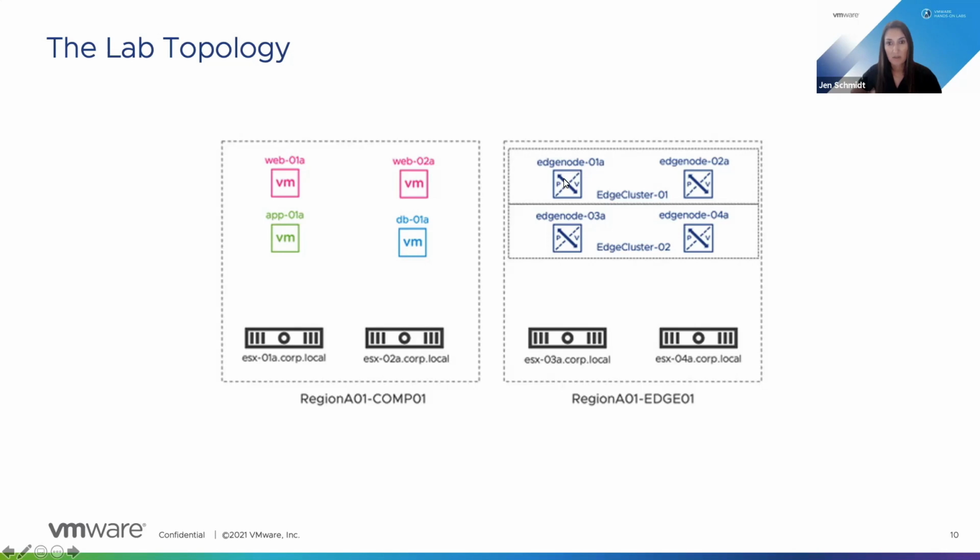These edge node VMs have already been deployed for you, so we have 4 of them in there. This lab that we're going to walk through will focus on edge cluster 01, which has edge node 01A and 02A composed in it. If you go through the lab in full, you will go through the creation of this second edge cluster here, but that is not something that we're going to showcase in this guided workshop today.